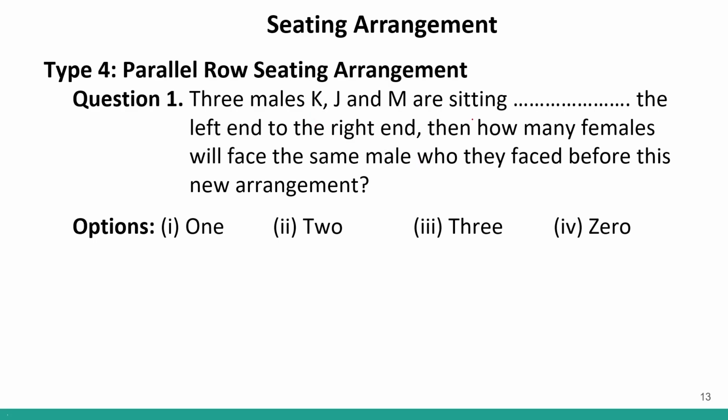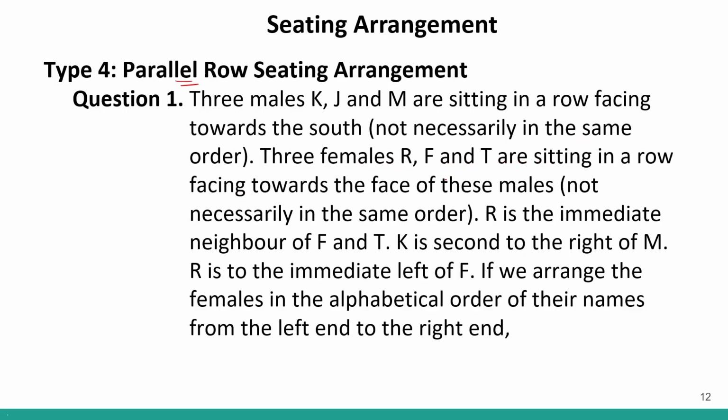Okay, this is the question: how many females will face the same male who they faced before this new arrangement? So we have to answer this. Now, there are three males sitting in a row facing towards the south. So we have three males, 1, 2, 3, and they are facing towards the south. That means this will be the left and this will be the right, correct? There are three females sitting in a row facing towards the face of these males. That means they are facing each other.